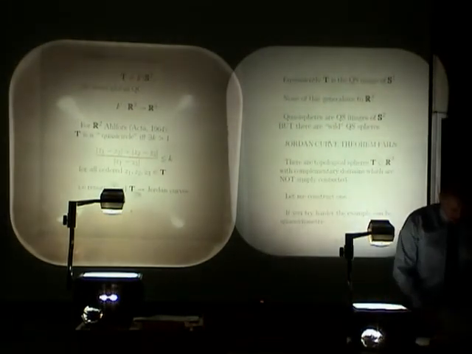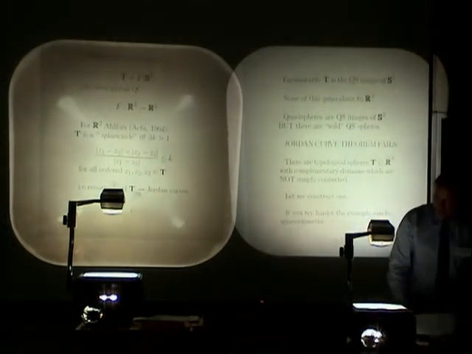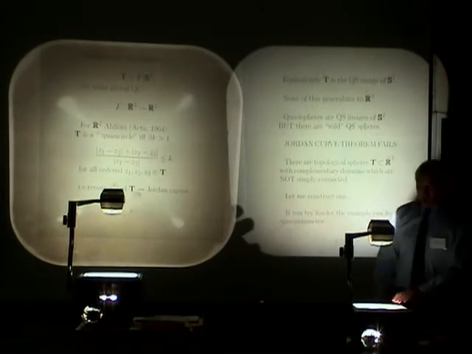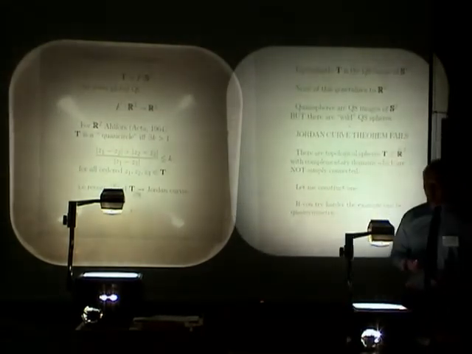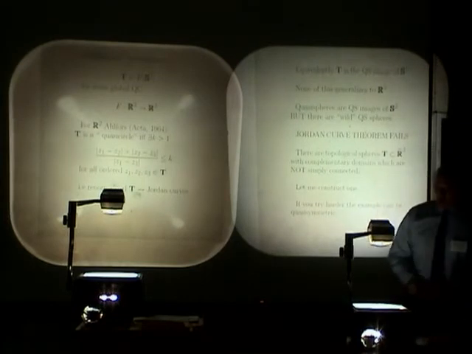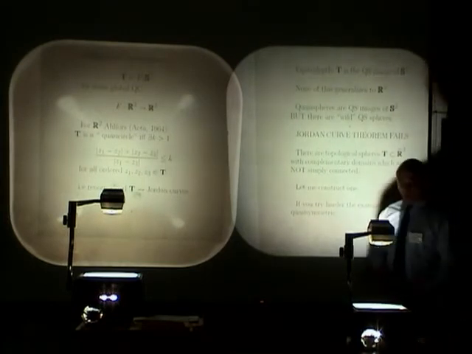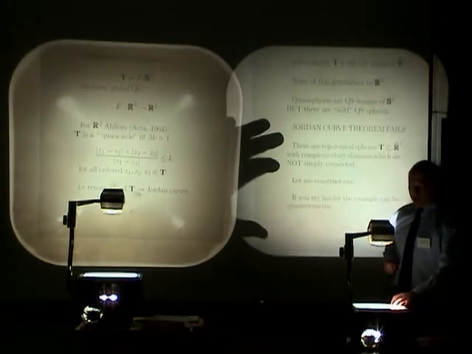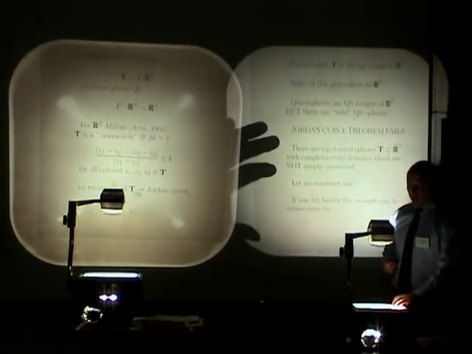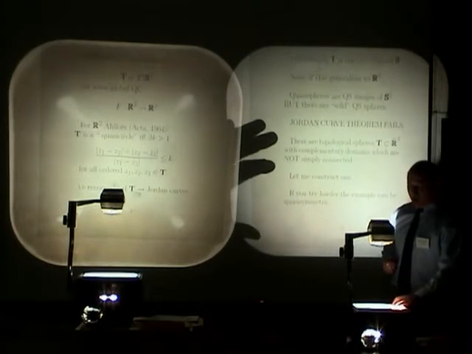None of this generalizes, however, to R3. For example, quasi-spheres definitely are the quasi-symmetric images of S2, that's true. But there are wild quasi-spheres. I'm going to give you an explicit example of where the Jordan curve theorem fails in R3.